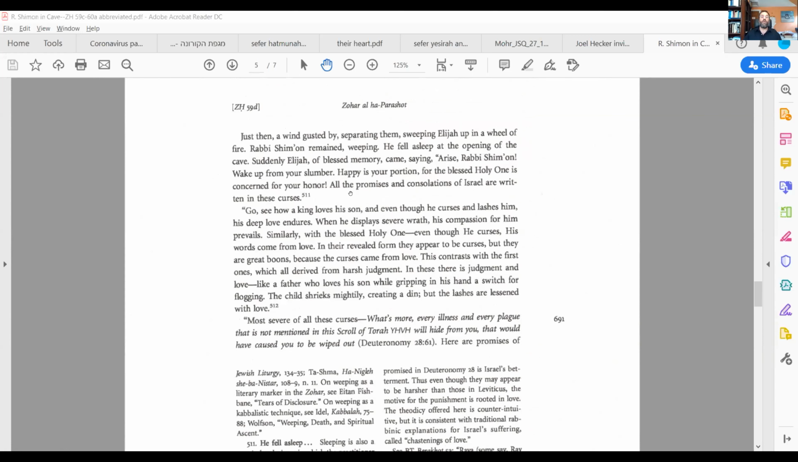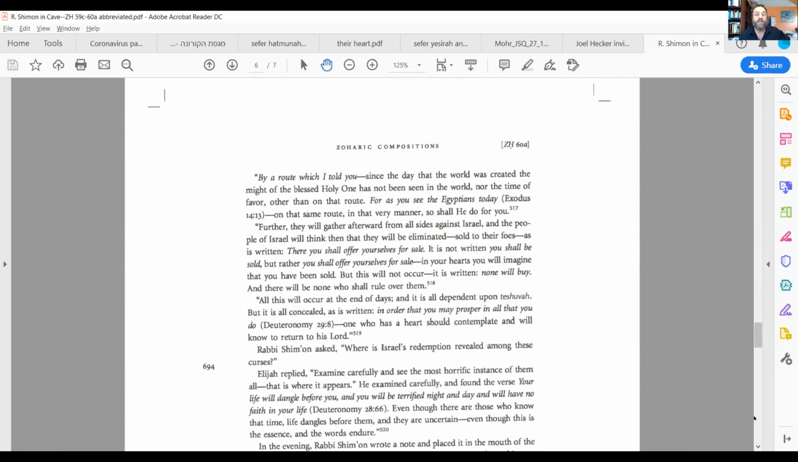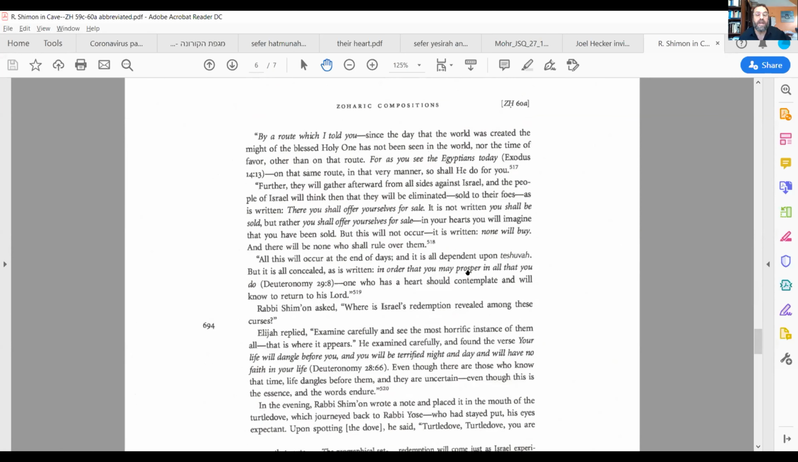Just then, a wind gusted by, separating them, sweeping Elijah up in a wheel of fire. Rabbi Shimon remained weeping. He fell asleep at the opening of the cave. Suddenly, Elijah of blessed memory came saying, Arise, Rabbi Shimon, wake up from your slumber. Happy is your portion, for the Blessed Holy One is concerned for your honor. All the promises and consolations of Israel are written in these curses. And now I skip toward the end.